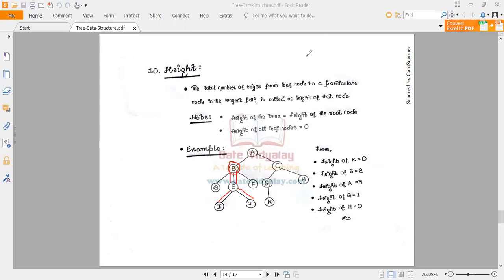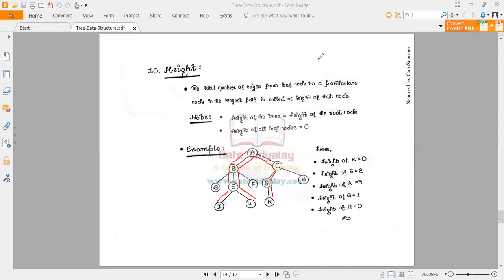Then we have height of A. So what is the height of A here? We have to traverse 3 levels up to reach A. As in, if we are following the route 1, 2 and 3. Or we can follow a path 1, 2 and 3. So we can say the height of A is 3.